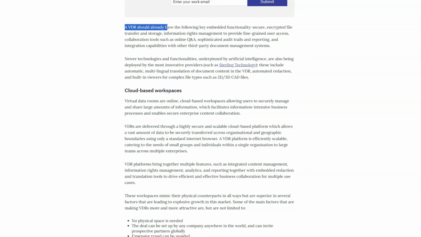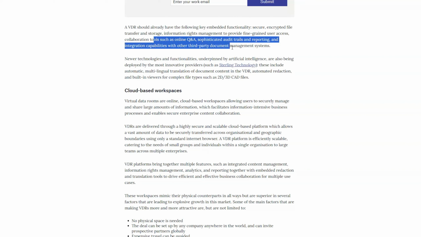A VDR should already have the following key embedded functionalities: secure, encrypted file transfer and storage of information, rights management to provide fine-grained user access, collaboration tools such as online Q&A, sophisticated audit and reporting, and integration capabilities with other third-party document management systems.